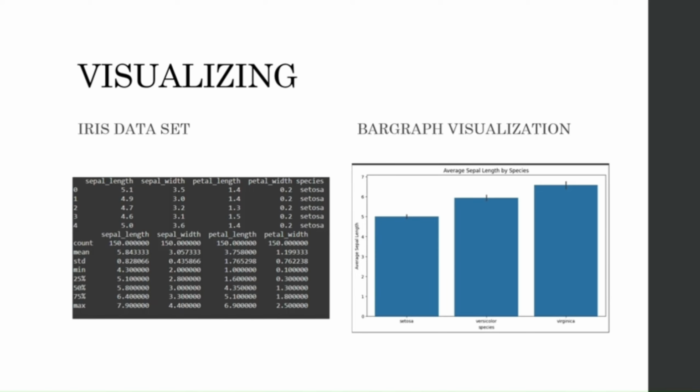Here I have considered an iris dataset which contains three species named Setosa, Versicolor, and Virginica. In the dataset, I have properties like sepal length, sepal width, and petal width of individual species. Along with that, we have the count values, mean value, standard deviation, minimum value, and many others. The dataset I have taken is represented as a bar graph. On the x-axis I have taken individual species, and on the y-axis I have taken the average sepal length of each individual species. So this is how the dataset is represented visually.